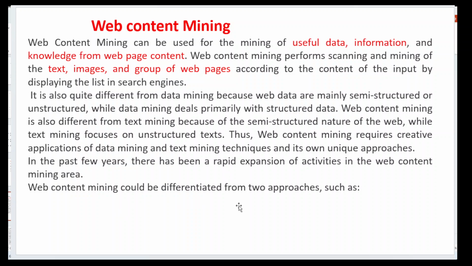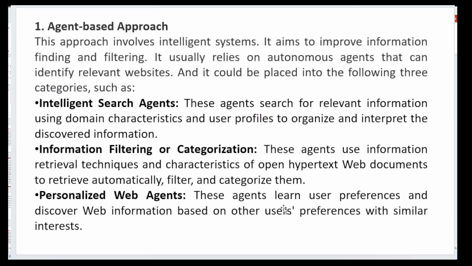So web content mining can be differentiated into two approaches. What are those two approaches? One is the agent based approach and the second one is the data approach. So let's see what is this agent based approach. First one is the intelligent search agents. Who are the intelligent search agents here? These agents search only for the relevant information using the domain characteristics or based upon the user profiles, and how to organize and interpret the discovered information.